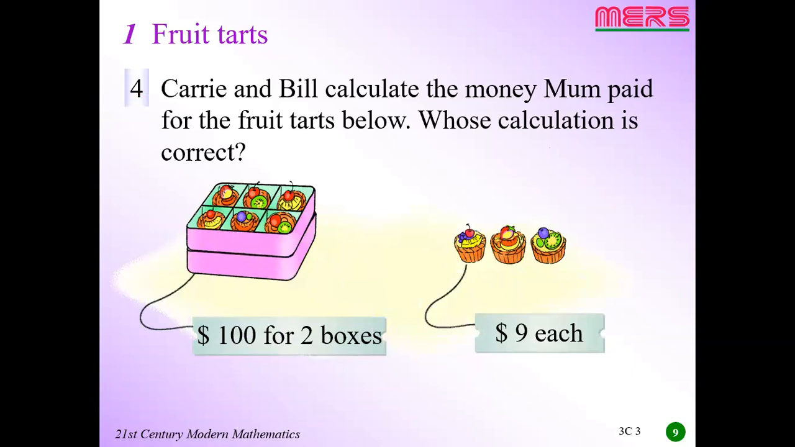Okay, we will still look at part 1, fruit tarts, question number 4. Carrie and Bill calculate the money mom paid for the fruit tarts below. Whose calculation is correct? Look at the price tags here. So we have $100 for 2 boxes, and each fruit tart will cost $9.